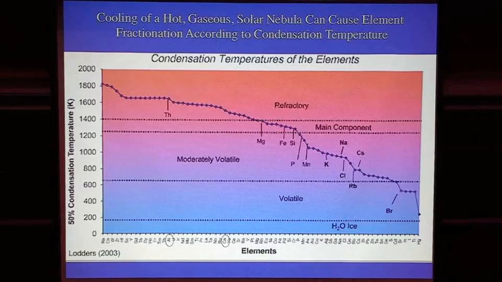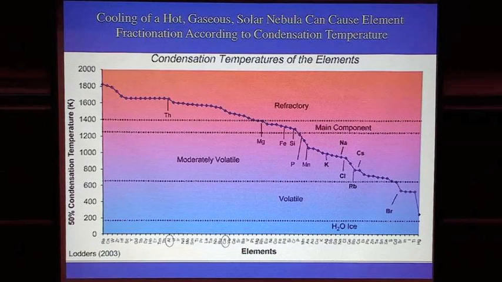Let's see. Manganese is here. Silver is here. So silver would be down here. So these are in the moderately volatile category. Whereas there's chromium and phosphorus up here. And hafnium and tungsten are going to be up here. There's tungsten. Is that tungsten? Yeah. And there's hafnium. So those are really refractory. Yep.